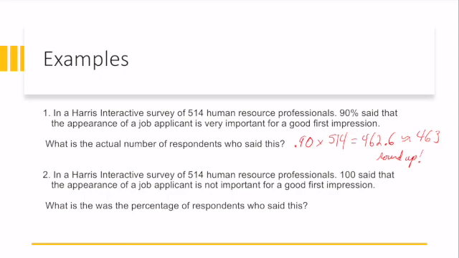So I'm going to say that there were 467 people who said the appearance of a job applicant is very important for a good first impression. This next question says that of the 514 surveyed, 100 said the appearance of a job applicant is not important for a good impression. Okay? So what percentage of respondents was this? We're going to go ahead and take 100 divided by 514, and we're going to get 0.1945. So I would round that to 19.5%. I wouldn't recommend going more than one decimal place out. This is still very precise.